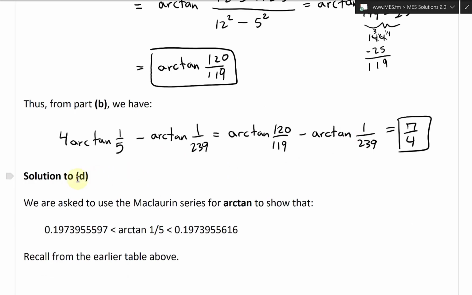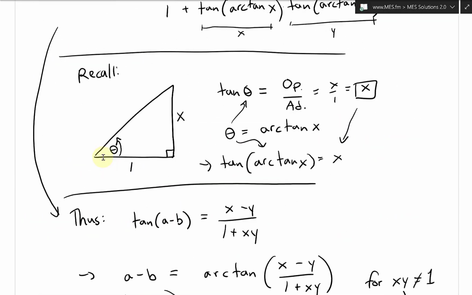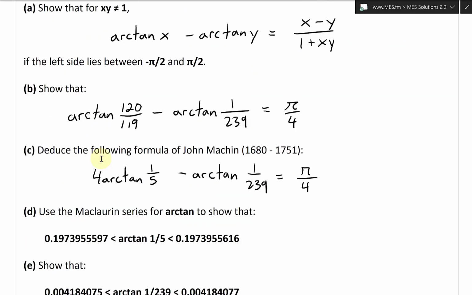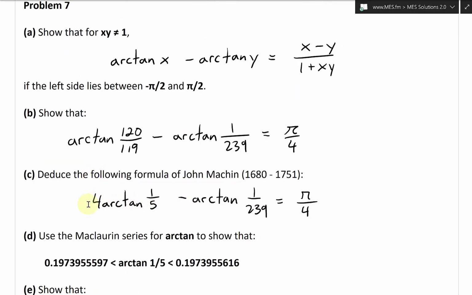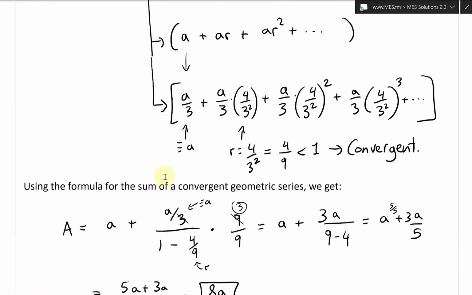So now let's look at the solution to question D. So let's scroll up to question D. And let's go back up here. And again, note here, this is for question C. 4 arctan 1 over 5, we show that it equals to this. And then we already showed that this equals to pi over 4. So combine that all together. So now part D says, use the Maclaurin series for arctan to show that arctan 1 over 5 is between this setup. And let's just go over to the table and recall the arctan.